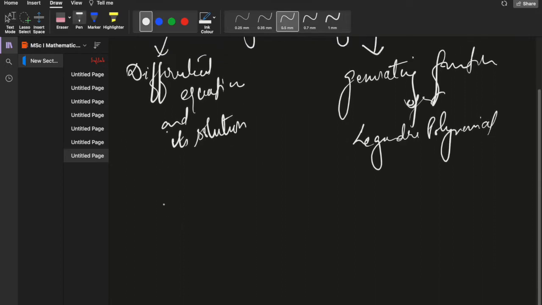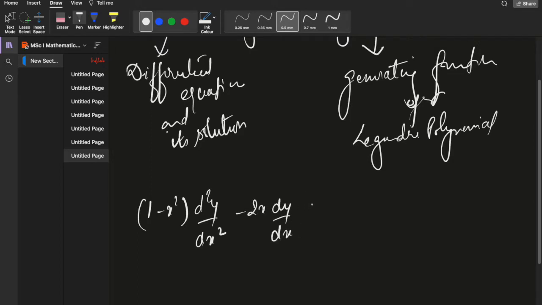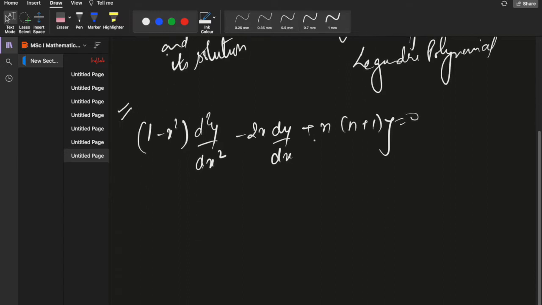So the differential equation was (1 minus x square) d square y upon dx square minus 2x dy by dx plus n(n plus 1) y is equal to 0. So we had calculated the solution for this differential equation, and the generating function.